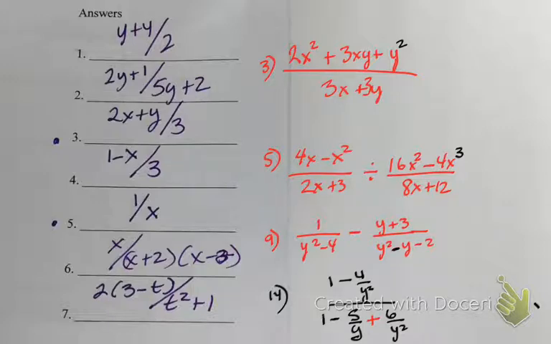So did I finish reading answers? So for the corrected answer for number 3, the answer is (2x plus y) over 3. If you had done it without that y squared, you could not factor it. It's not factorable. It is actually, only in the denominator. So number 4 is (1 minus x) over 3. Number 5 is 1 over x. Number 6 is x over the quantity of x plus 2 times the quantity of x minus 2. That's supposed to be a minus 2. Number 7, 2 times the quantity of 3 minus t, over t squared plus 1.